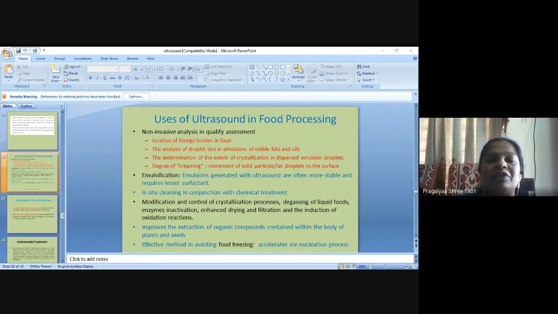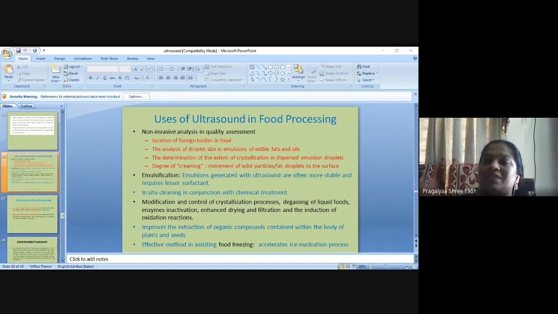And the effectiveness of the ultrasonic treatment is by means of what? When it is combined with other treatments. So only a single technology cannot be an efficient technology. So what you have to do? You have to go for a combination of technologies in this case. So in the case of ultrasound also, you have to go for a combination of ultrasound with other treatments.